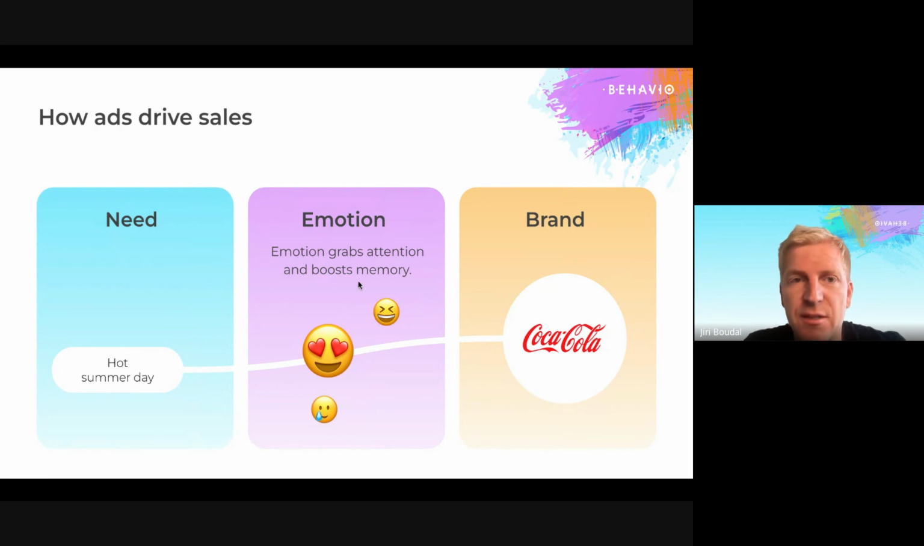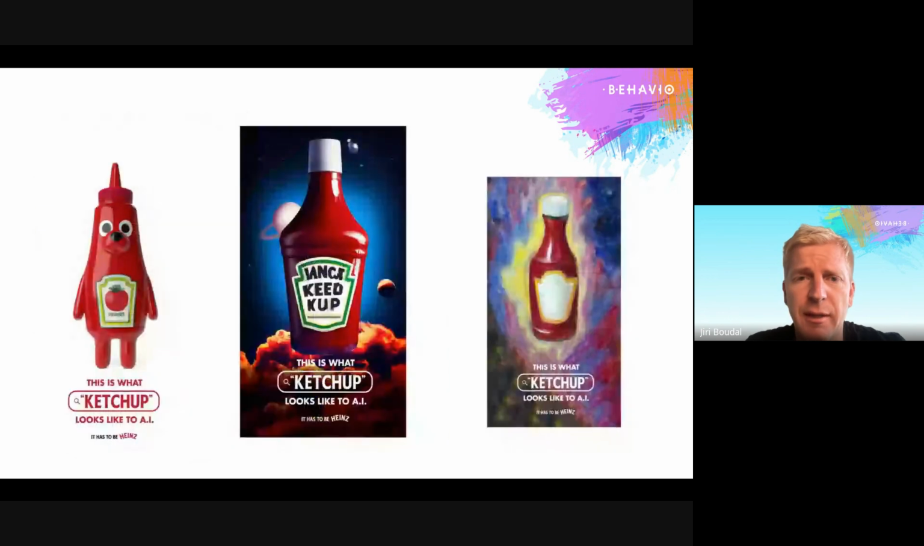I think that's enough about the theory, and let's jump in. The first one is static. That was an online campaign for Heinz ketchup. And as you can see here, it was obviously AI. They played with the theme.